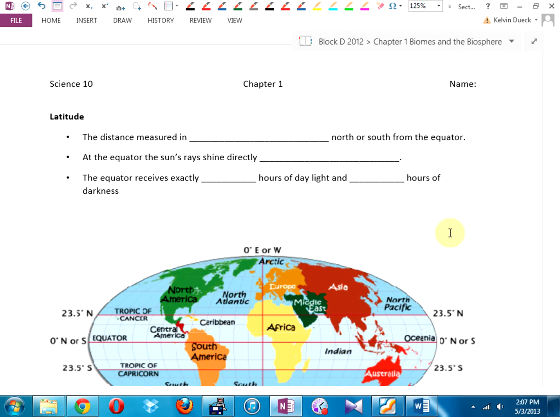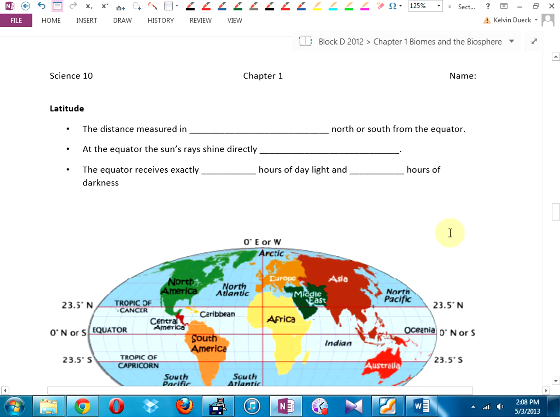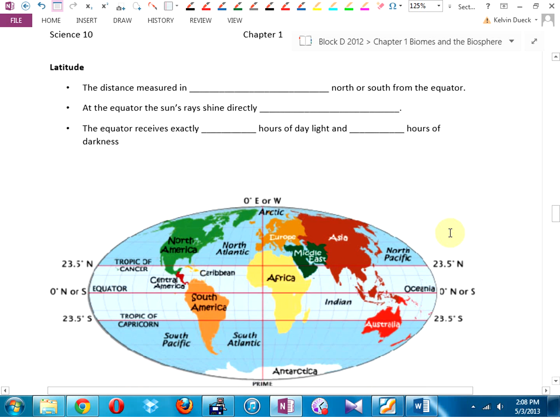Well, my mom says she gives me latitude when I misbehave. No, that's not what we're talking about here. Geographically, what's latitude? Okay.